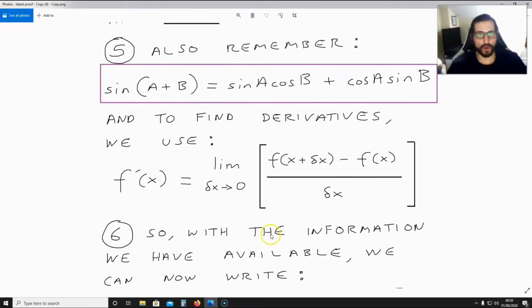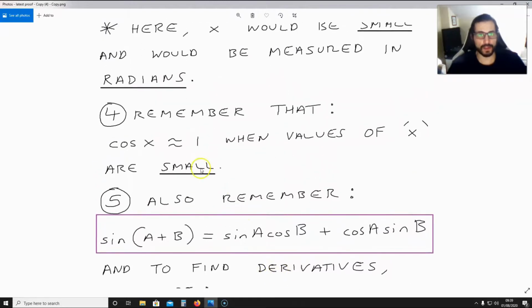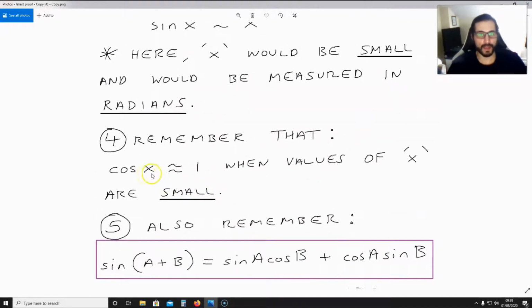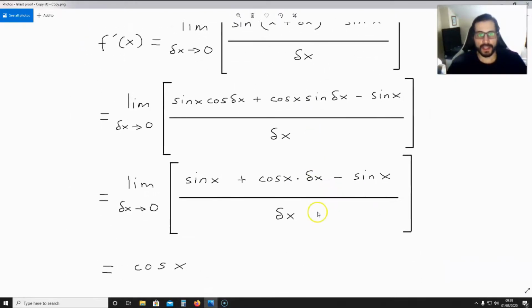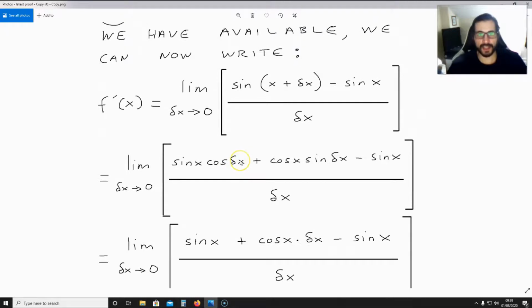What I said before is that when you've got cos of an angle and this angle is very, very small, what you end up with is something that is virtually equivalent to 1. So, if this change in x over here becomes very small, cos of change in x is going to be virtually equivalent to 1. So this expression over here just changes into sine x.